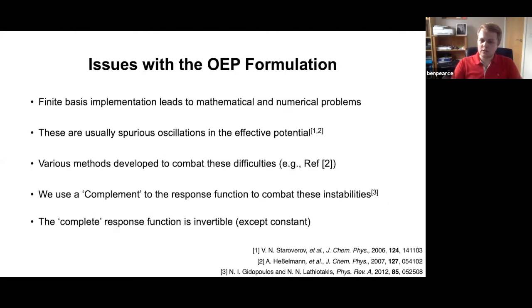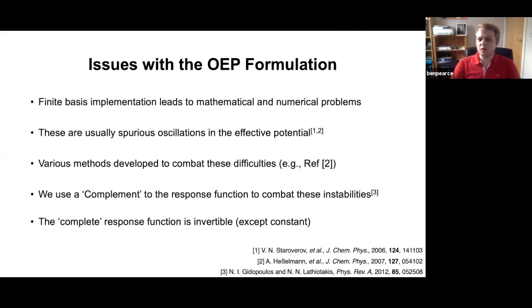So I mentioned these numerical problems with the OEP equation. And as I said, these usually manifest themselves as some pretty strong spurious oscillations in the potential. But over the years, many methods have been developed to combat these difficulties. In this work, we use a particular method developed by Nikitas and Nektarios, whereby they denote a complement to the response function, and adding on a small complement term can then combat these numerical issues.